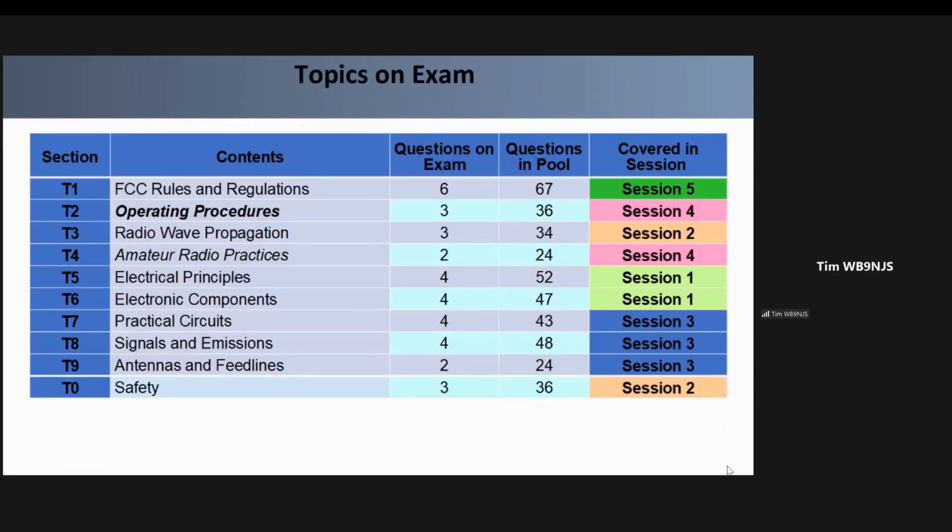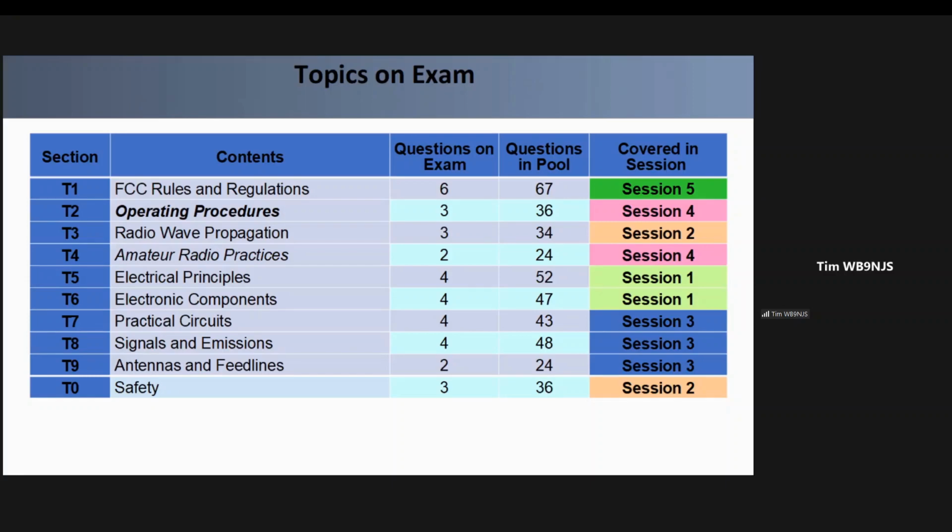Here is the summary of the topics. We are in session 4. We've got 2 of them on the agenda tonight. I will be leading off, as I said, with section T2, which is operating procedures. Mike Carroll will follow up with T4, amateur radio practices. Kind of some overlap here.